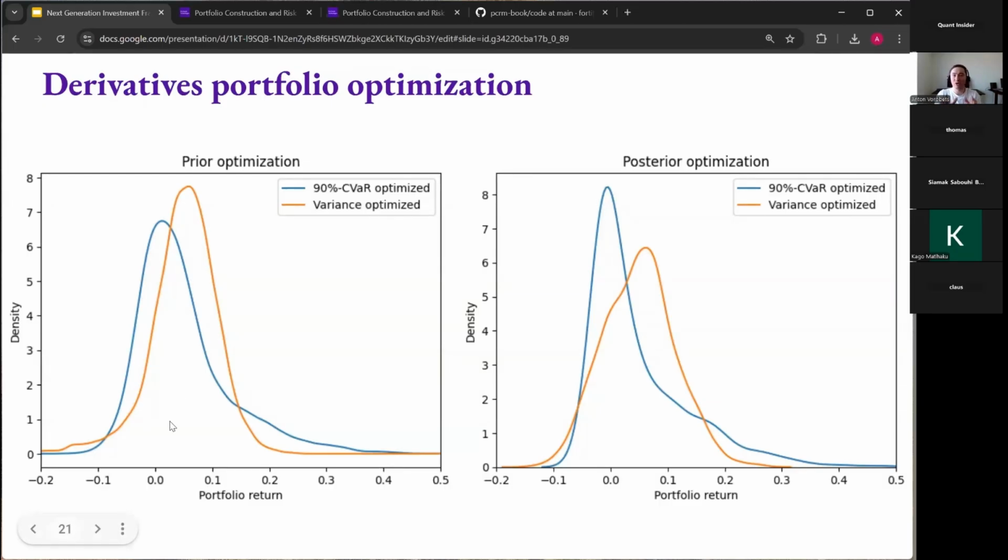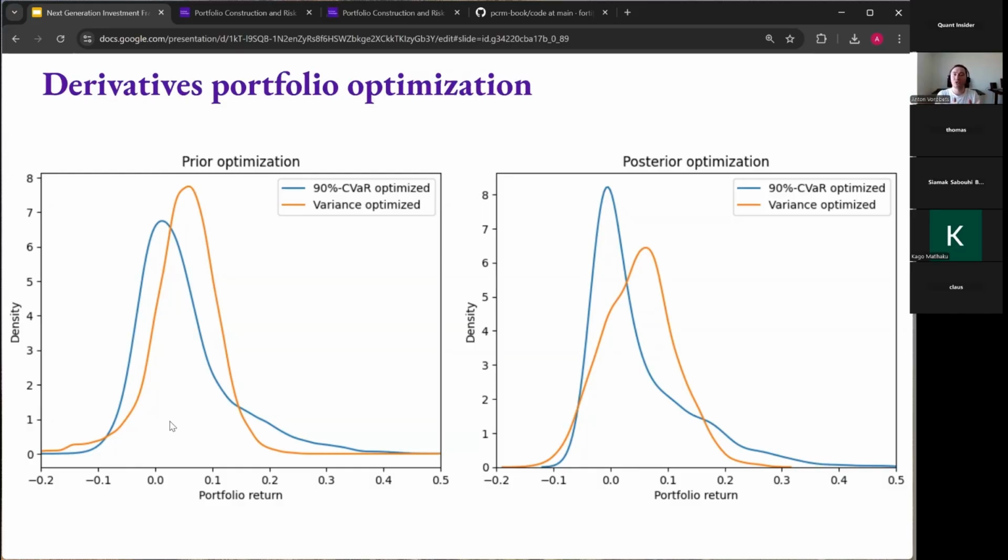If you actually go into this code, it's publicly available for free, and you study the scenarios, then you will see that there are very large differences in relation to the maximum loss and the upside for the CVaR optimized and variance optimized portfolios.